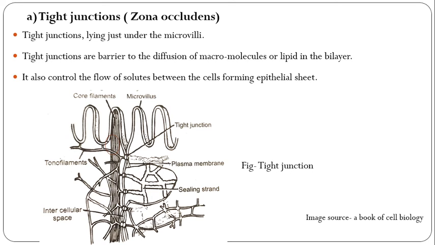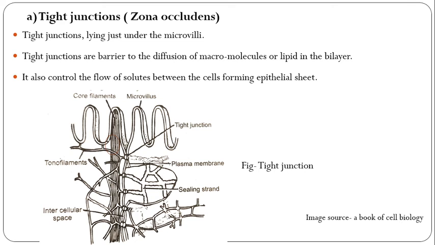The tight junction is a barrier to the diffusion of macromolecules or the lipid in the bilayers. So it's important to say it's a tight junction. There is a 5 layer unit at that region in the tight junction. See, round and round: 1, 2, 3, 4 and 5. It's a tight junction, a 5 layer unit at that region, and it acts as a seal with no intercellular space.